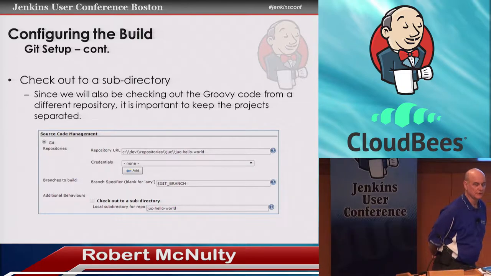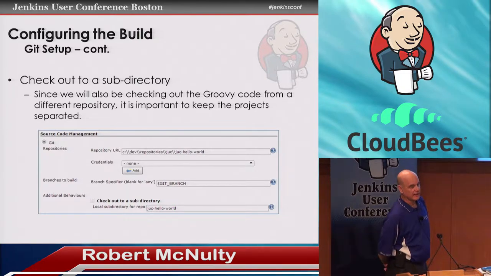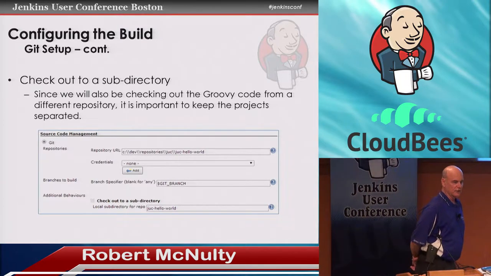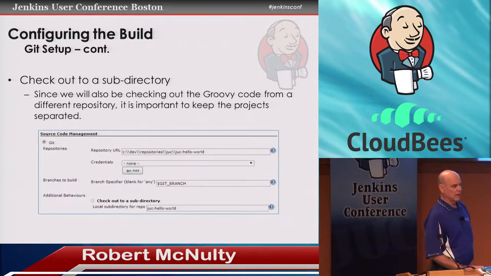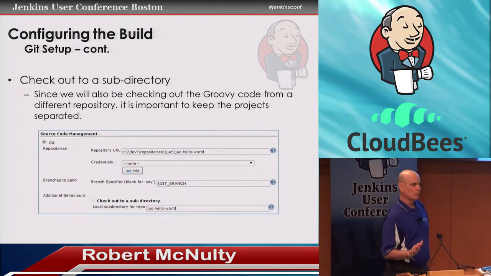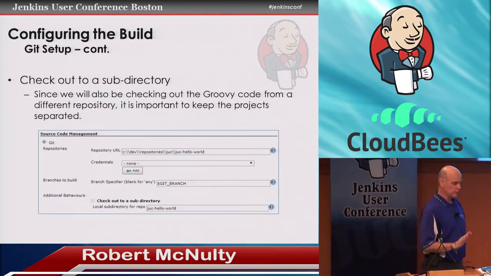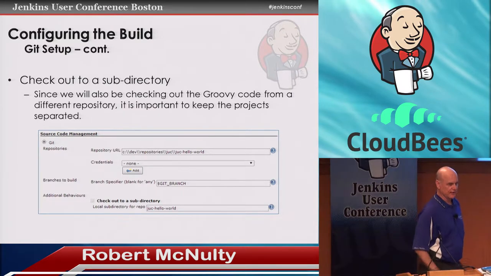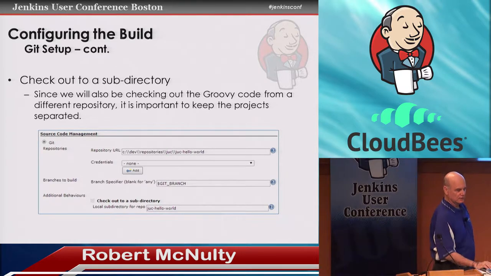I'm also checking it out to a different subdirectory. By default, it will just check it out to workspace. And so your main build file, be it build.xml or build.gradle or pom.xml, will be checked out to the workspace root. I am also going to be checking out the Groovy scripts, and I keep those in a separate Git repository. So I don't want them to mix and match, because quite frankly, the build.gradle scripts will overwrite each other and it's a mess. So I'm going to check out the project to its own subdirectory, and later we'll be checking out the Groovy code.